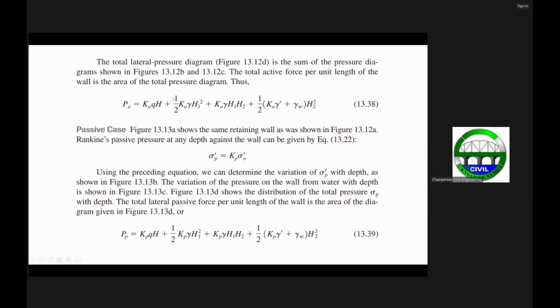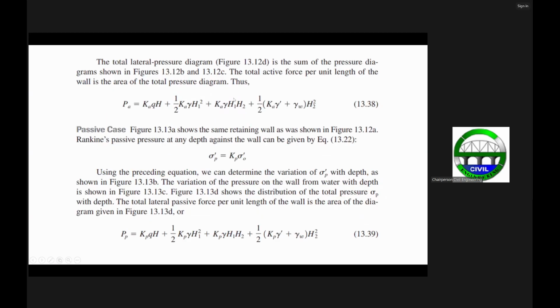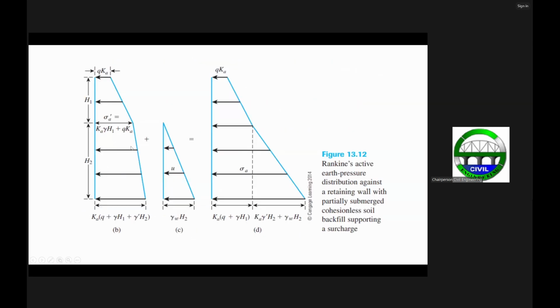And then the next pressure diagram is this rectangle here, wherein this rectangle is equal to K sub A gamma H sub 1, that's this one here, multiplied by H sub 2. That gives you this value here. And then this one half K sub A gamma prime times H sub 2 squared is actually the area of this remaining small triangle here, which is equal to one half H sub 2, that's H sub 2 here, times this remaining value here, because this one here until here is equivalent to this value.